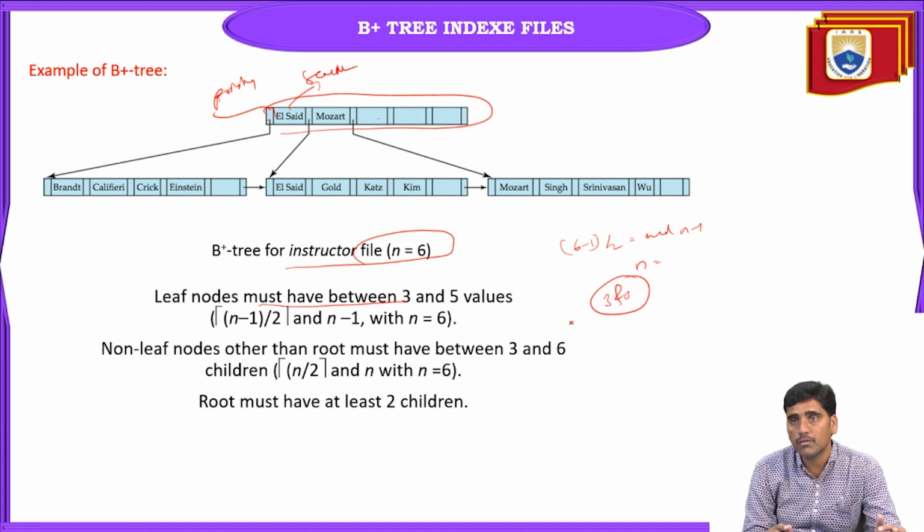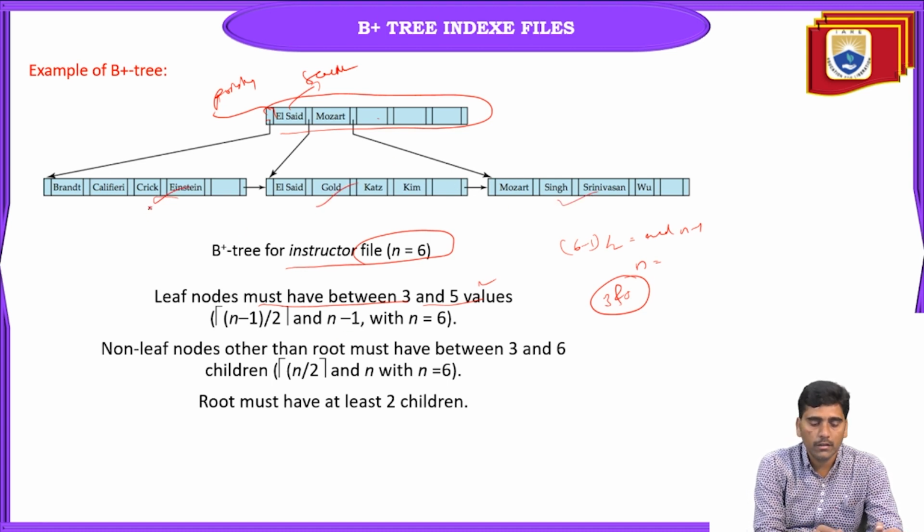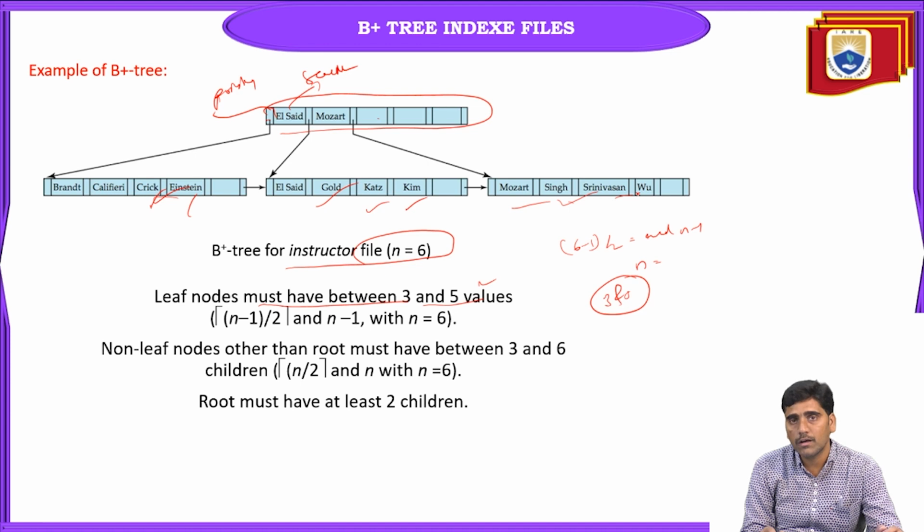In between the 3 and 5 values, the leaf nodes must be having. So as per this formula, as per this property, here the leaf nodes are 4 and here the leaf nodes are 4. So that itself has the property that the leaf nodes must have between 3 and 5 values.